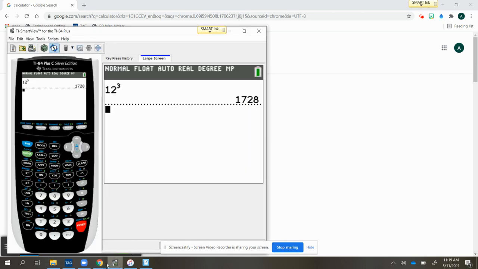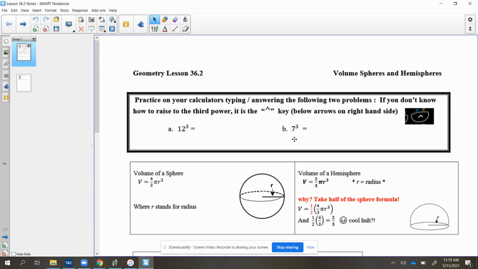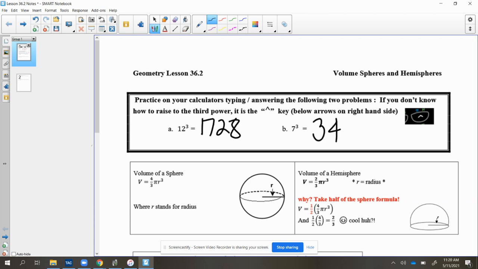So try the other example here, 7 to the third, on your own. So again, you should have had 1,728, and then for 7 to the third, you should have gotten 343.